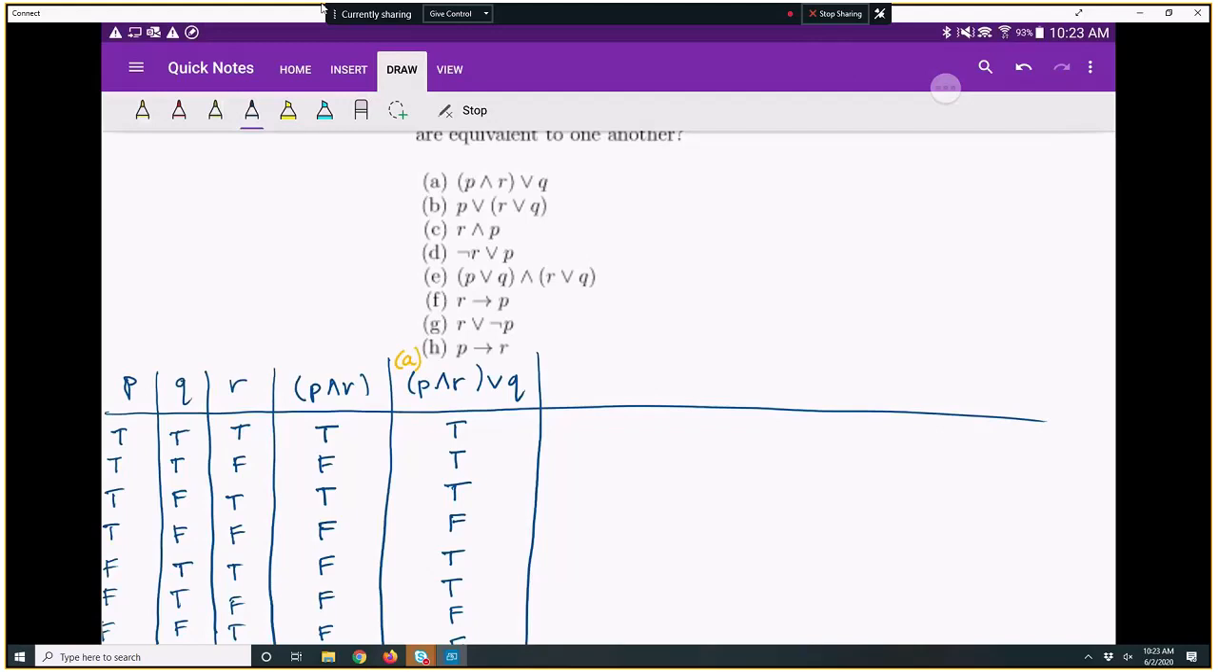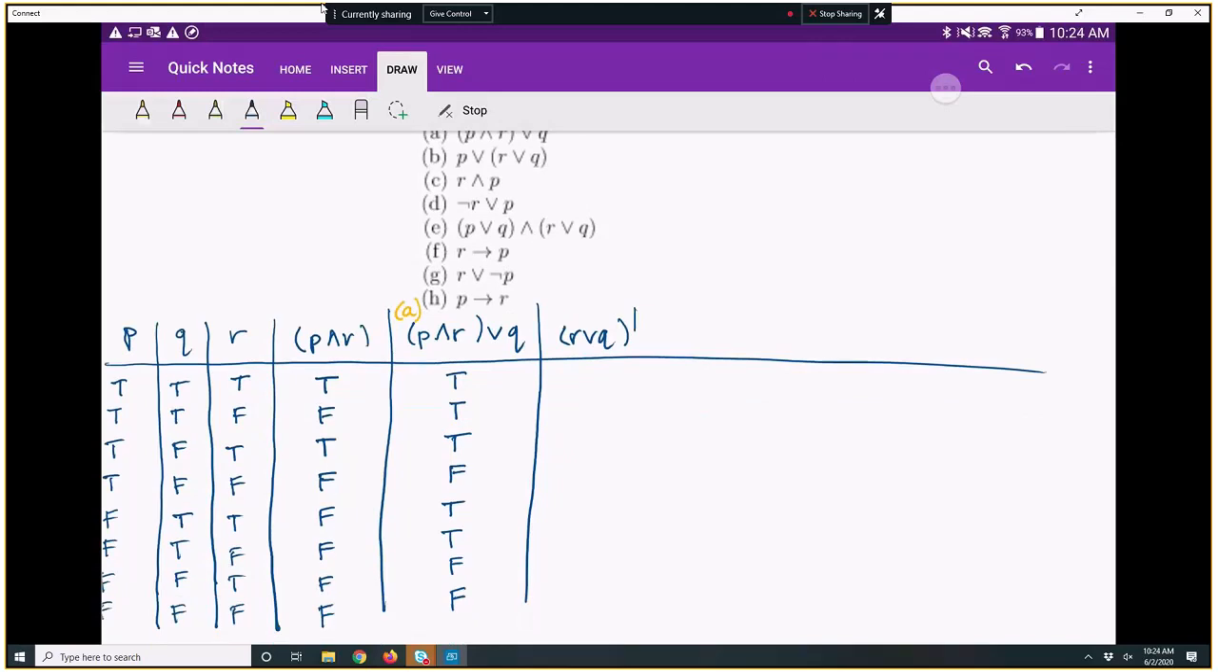So for B, it looks like I'm going to need a column for R or Q. So I'll go ahead and make R or Q. And now I'm looking at these two columns. And I just need one true to say true. So I've got true, then true, true, false, true, true, true, false.